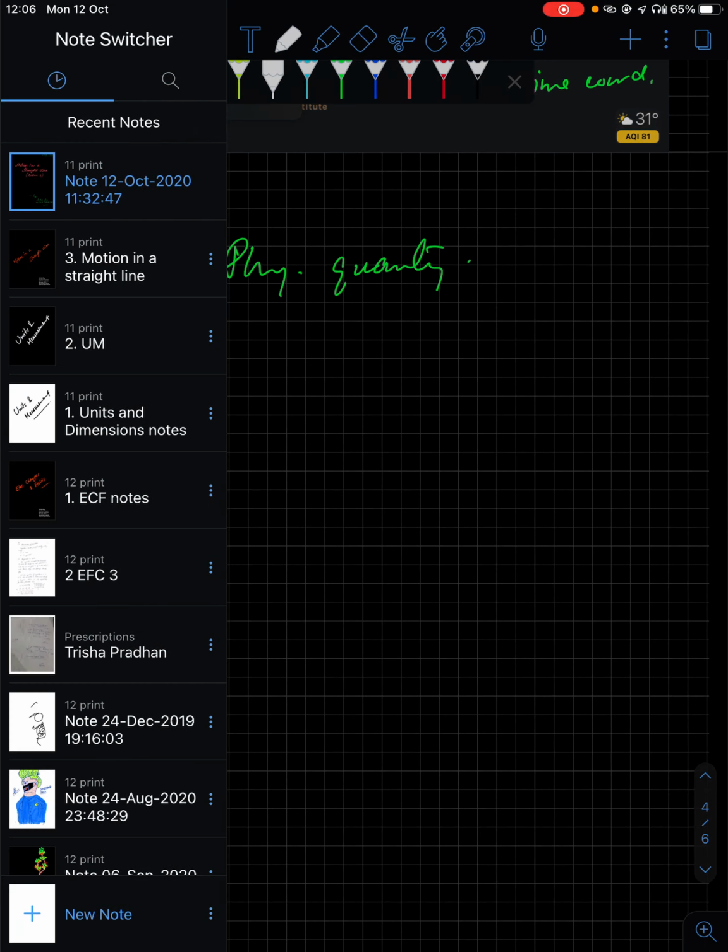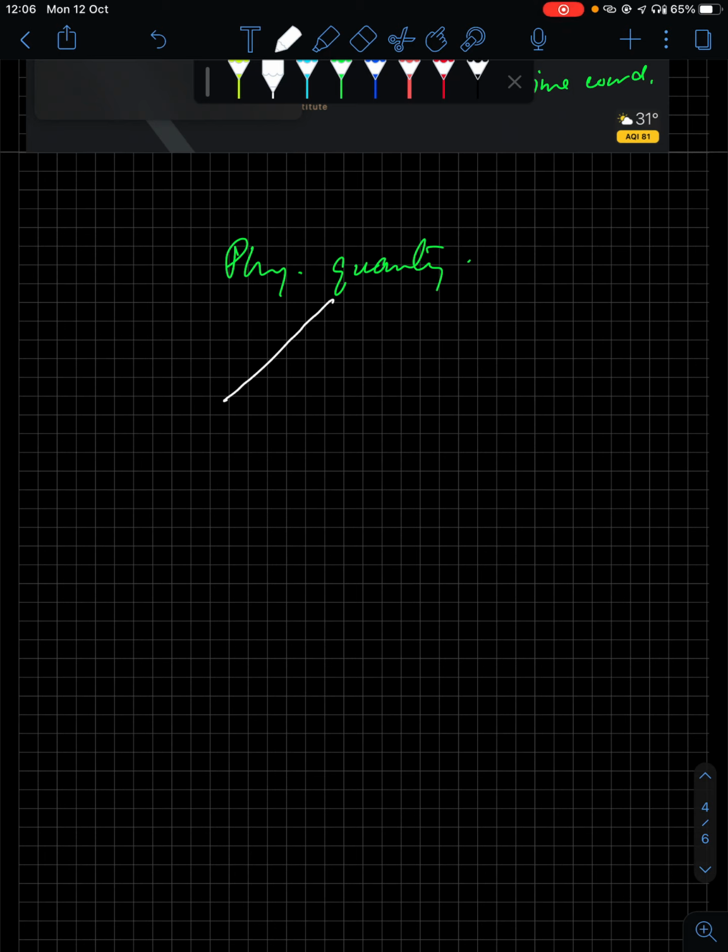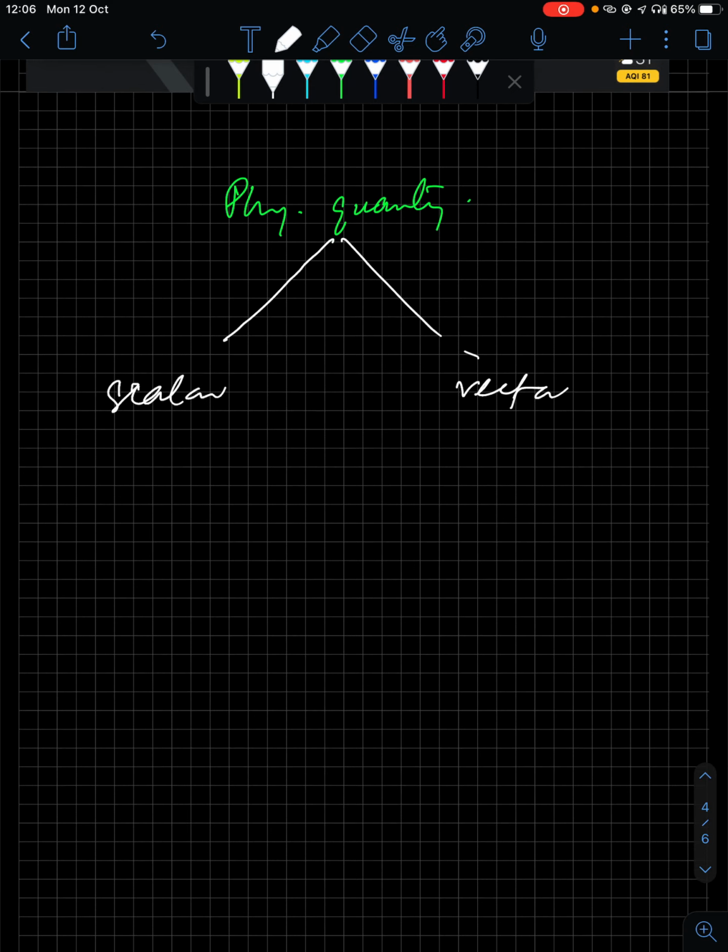Now, whenever you talk about physical quantities, you can categorize them as scalar quantity and vector quantity. So what is a scalar quantity? A scalar quantity will have magnitude only.